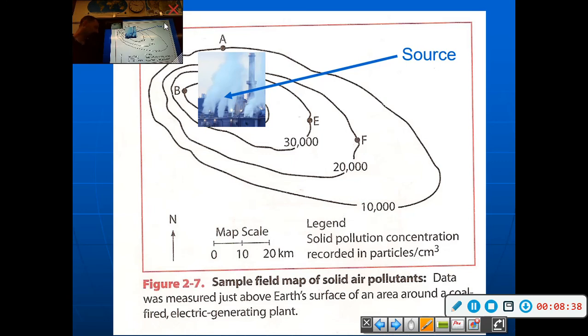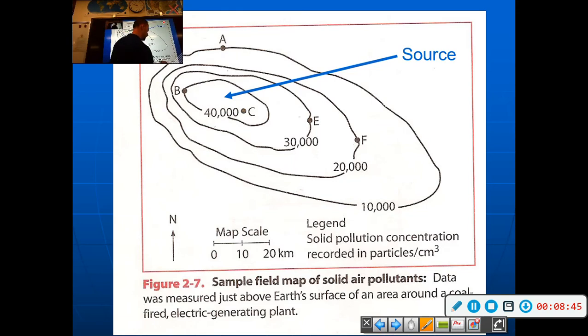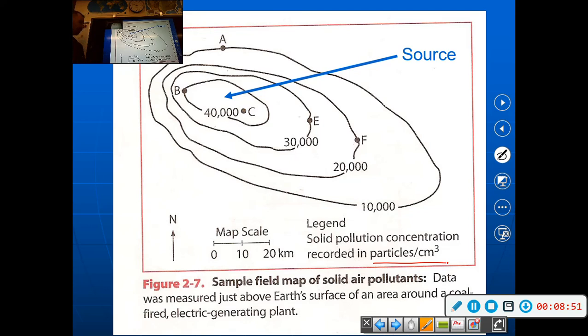Whatever the units are, you read them in the example. This is solid pollution in particles per centimeter cubed. So that's the units, and you can read that off on the map. Also important, which I didn't mention yet, if you have a map, we can also have what's called a map scale. When you see a map scale, this tells you distance on the map.